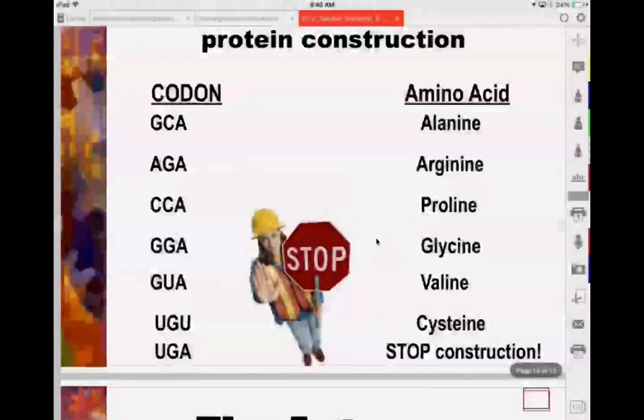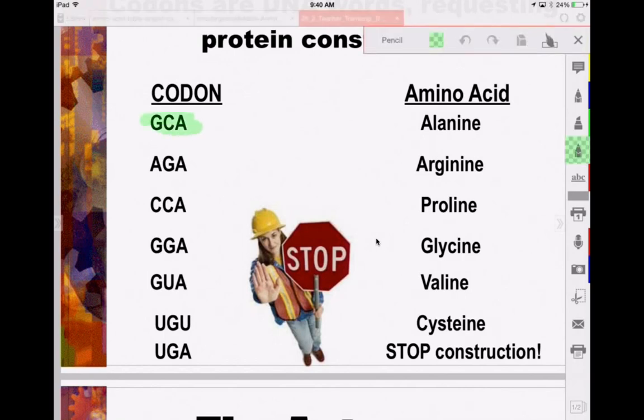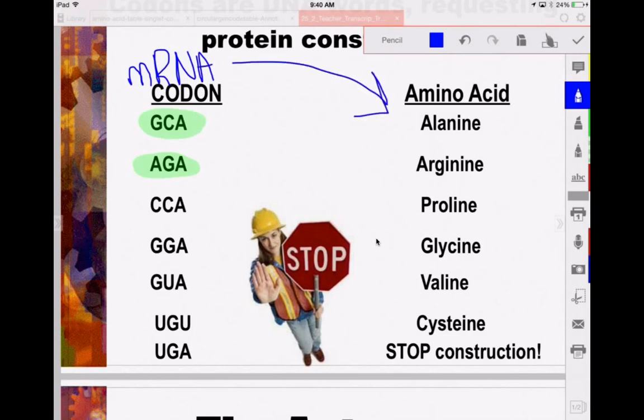So let's look at some of these codons and let's see how we read more or less an mRNA genetic table. If the codon that is read is GCA, that calls for alanine. And AGA, let's make a point of this. This is the mRNA codon, which is going to result in the delivery of a certain amino acid. Eventually, you'll get to stop codons, UGA or UAA, which would be an all stop as far as construction goes.